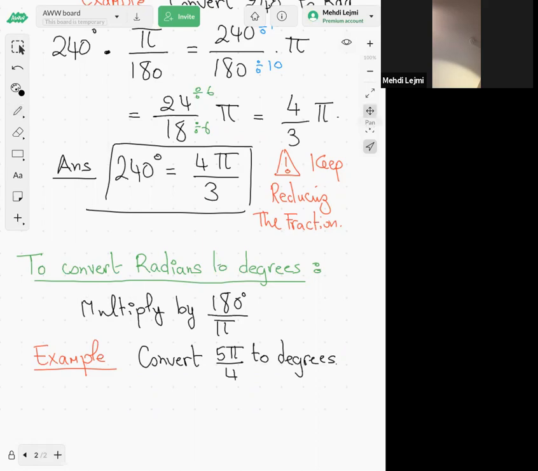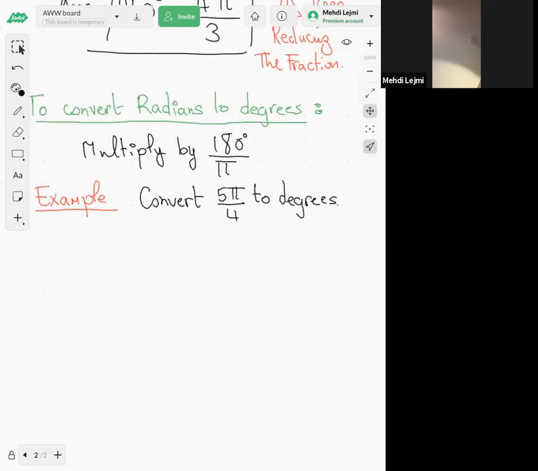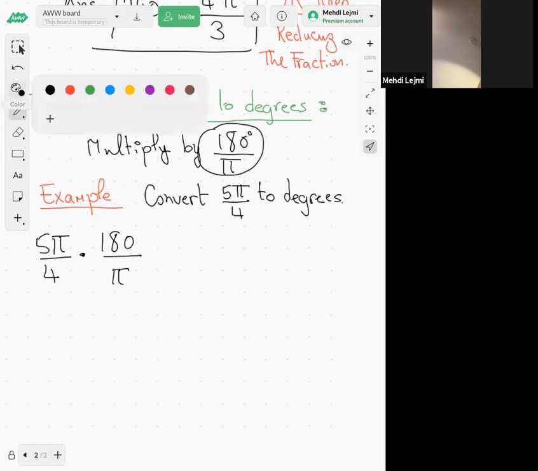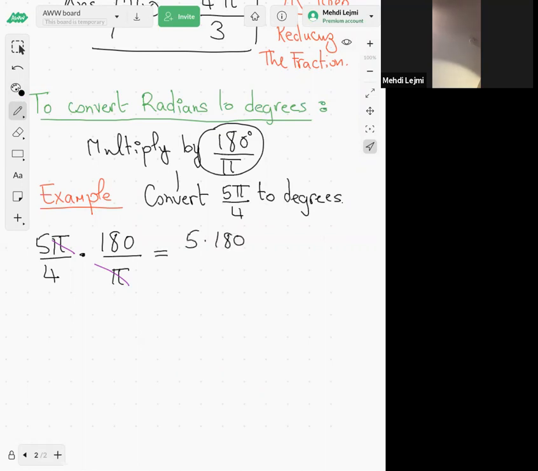Okay, so that's 5 pi over 4 times, we said we have to multiply. Now from radians to degrees, we have to multiply by 180 over pi. So here's my 180 over pi. There's a pi in the top and a pi in the bottom, so they cancel out. Now you have to multiply and divide. So it's 5 times 180 over 4. So 5 times 180, that's 900.